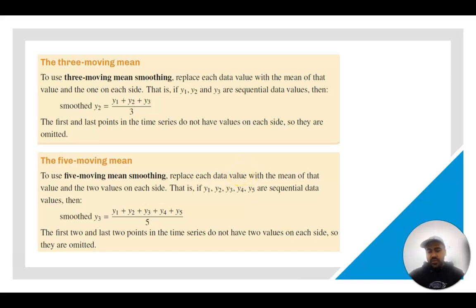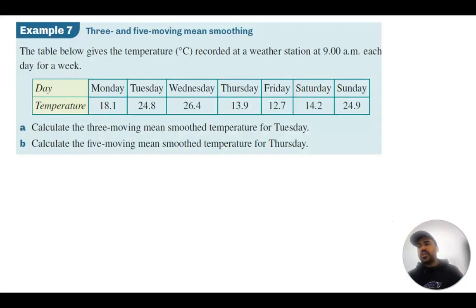So what's a good example of this? We'll jump straight into this one. It is a table that shows the temperatures recorded at a weather station at 9 o'clock in the morning for each day of the week, from Monday all the way to Sunday. So this is a very basic example.